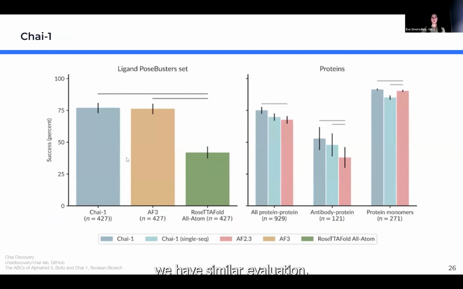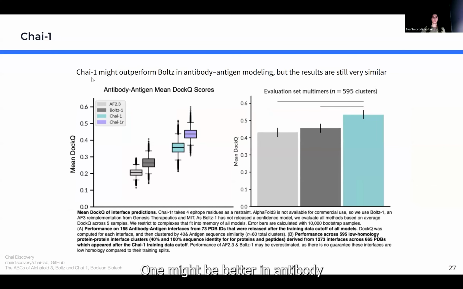When we look at Chai-1, we have a similar evaluation. Chai-1 performs similarly to AlphaFold3 in many cases. But one more important thing to notice is that Chai-1 might be better in antibody-antigen modeling than Boltz-1 and AlphaFold3. There is no thorough evaluation of this statement in independent studies, but if you're dealing with antibody-antigen modeling, you might try first Chai-1 and especially Chai-1R. And if it does not work, try other models.